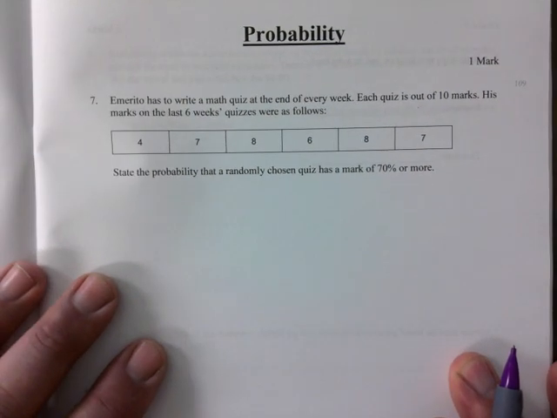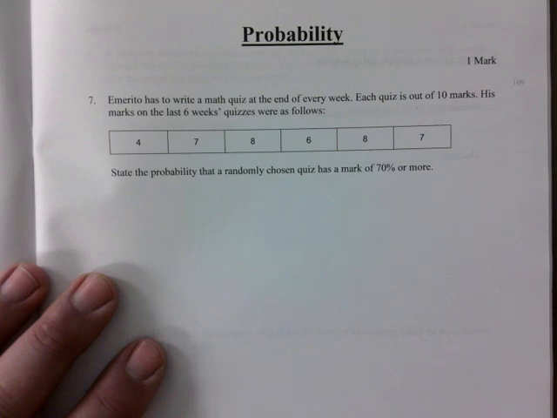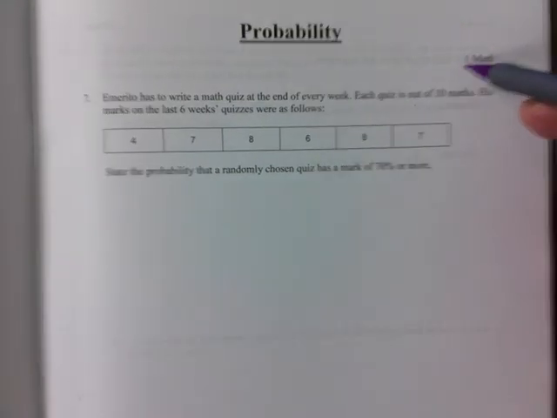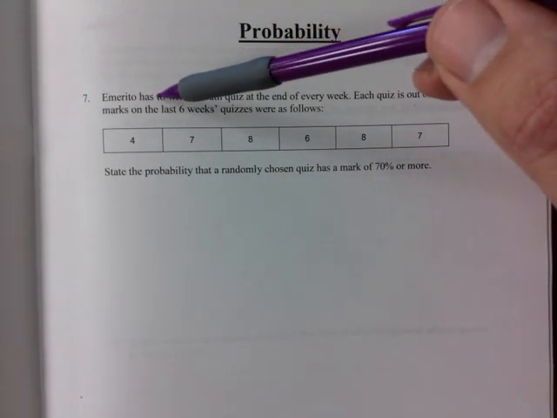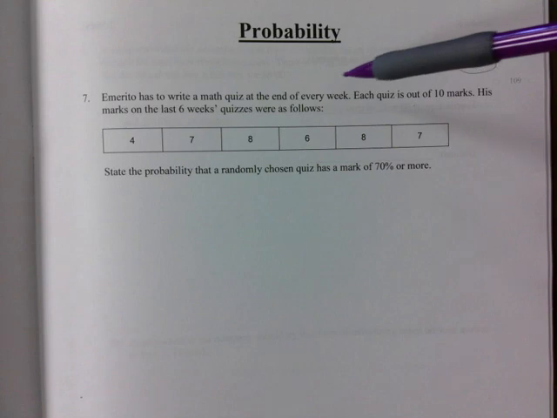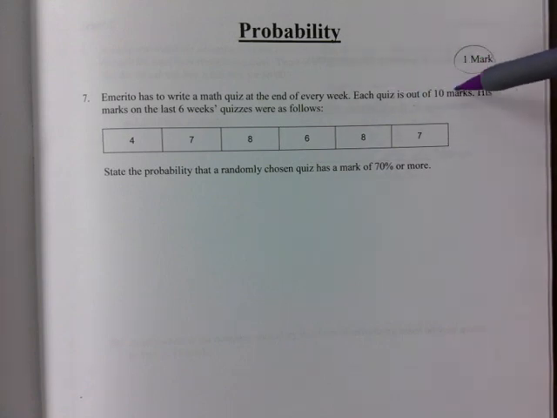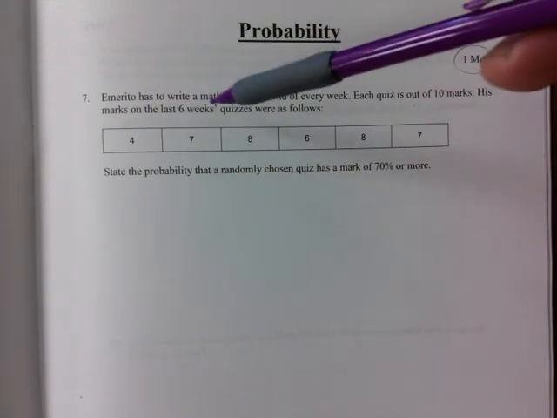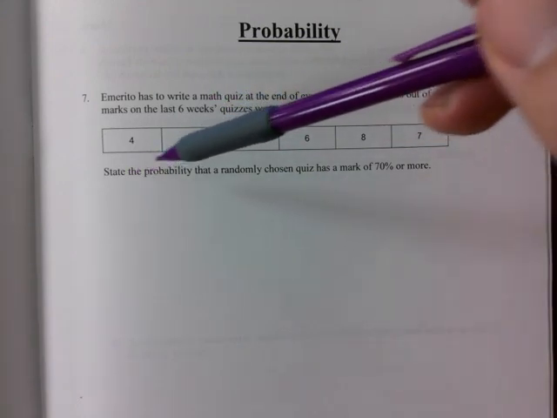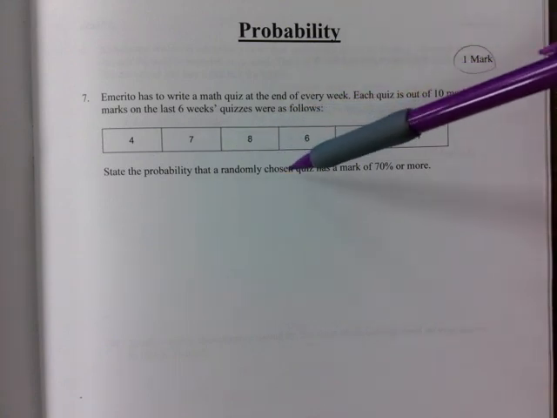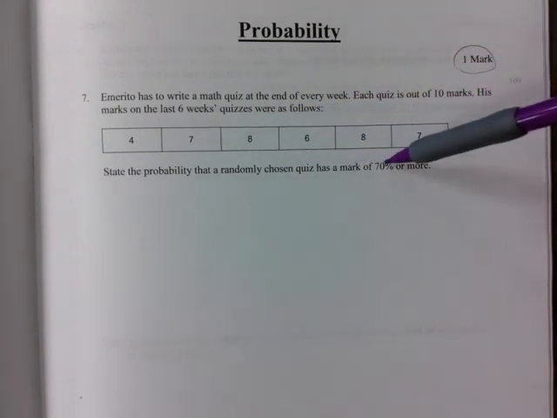Good. Page 8, let's go. Question 7. 1 mark. So you know it's not going to be a whole lot of steps. Emerito has to write a math quiz at the end of every week. Each quiz is worth 10. His marks for the last 6 weeks were as follows. State the probability that a randomly chosen quiz has a mark of 70% or more.